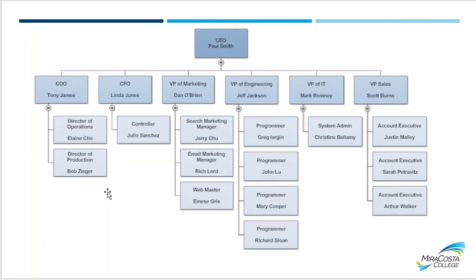Here's another example of an organization chart. So you have your CEO, which stands for Chief Executive Officer. You have your COO, CFO, VP of Marketing, so Vice President of Marketing, and then underneath Vice President of Marketing, you would have your Search Marketing Manager, Email Marketing Manager, and Webmaster. And maybe if it's a bigger company, you would even have a small team underneath all these three people as well. So here's another example there. VP of Sales, so his team is full of account executives, right?